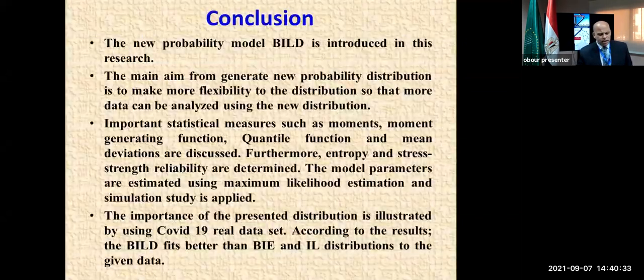Conclusion. The new probability distribution, BILD, is introduced in this research. The main aim of generating a new probability distribution is to give more flexibility to the distribution so that more data can be analyzed using it. Important statistical measures such as the moment generating function, quantile function, and mean deviations are discussed. Furthermore, the entropy and stress strength reliability are determined. The model parameters are estimated using maximum likelihood estimation, and a simulation study is applied.